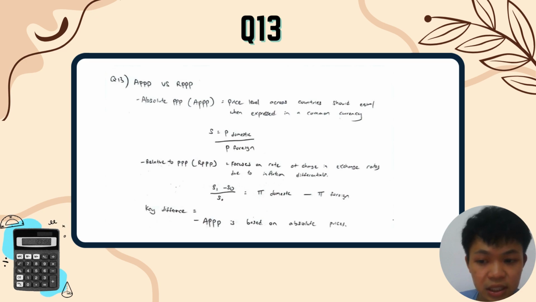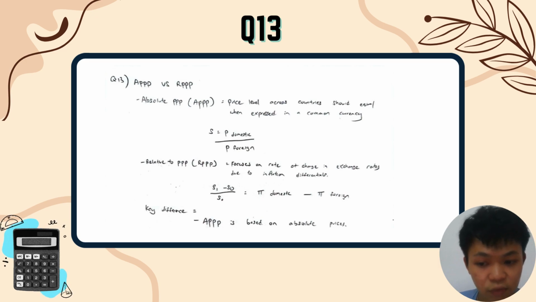So the formula is the exchange rate is equal to the price of the good in the domestic country divided by the price of the good in the foreign country. So if this condition holds, there should be no arbitrage opportunities. So we move on to the RPPP.